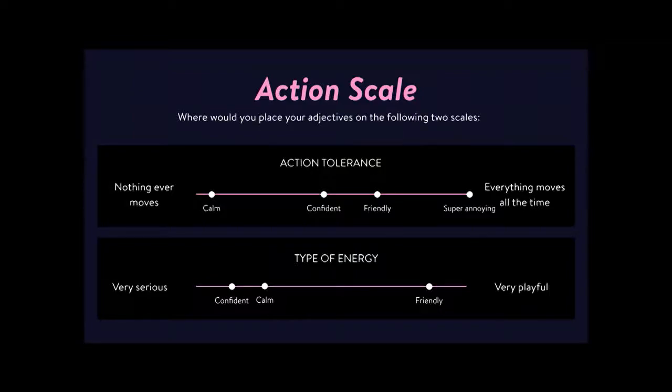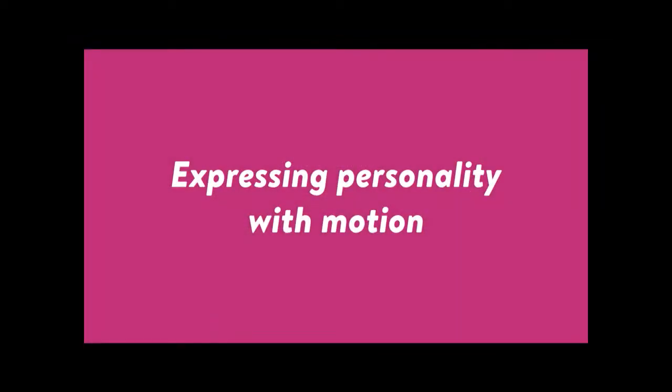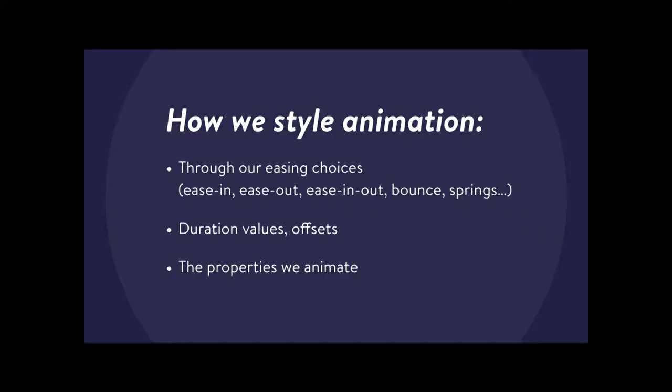So having that set up, just giving a sense of where you might be looking to hit with the way you're going to use motion, we can dig into how we would express these particular adjectives or personalities with motion, and how we accomplish that with the motion part of our design. There's a few things we can control around animation, basically how we style it and how we express things with animation. It's through our easing choices. Are you going to ease in, out? You're going to bounce, you're going to spring. And I know spring is technically not easing, but that's okay for our purposes. It can be in this list.